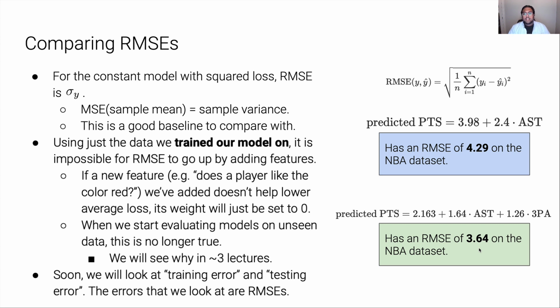So you can see here, we added a feature and our root mean squared error decreased, which makes sense because we only have one data set for now. And as I just mentioned, if we are evaluating root mean squared error on the same data set that we use to build our model, it will never go down as we add more features. But in this case, it seems like adding 3-point attempts as a feature made our model make more accurate predictions.